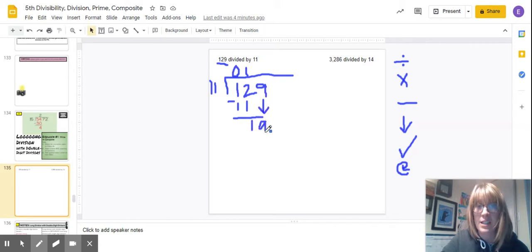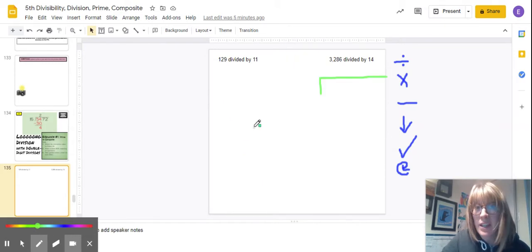Does 11 fit into 19? Well, yeah, it does. So we repeat our steps. We go back to the top. We divide. How many times does 11 divide into 19? 11, 22 is too much. So again, it fits 1 time. And subtract. We're left with 8. Then you bring it down. Nothing left to bring down. So this is our leftover. So we have 11 and 8/11.